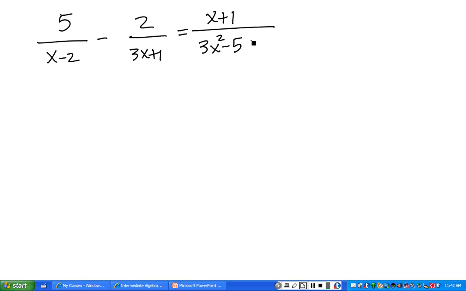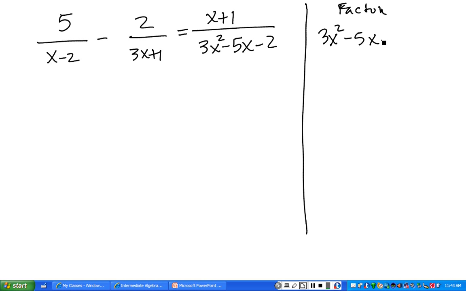Now what's interesting is that a lot of times in these problems, if you have a trinomial, then the other denominators could be the factors of 3x squared minus 5x minus 2. But let's act as if we didn't know that, and we had to factor 3x squared minus 5x minus 2. Let's do this on the side. So let's factor 3x squared minus 5x minus 2.